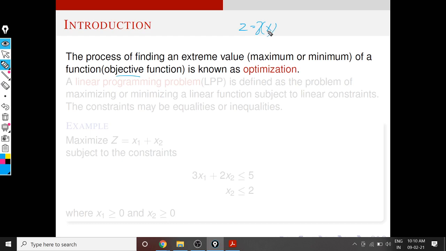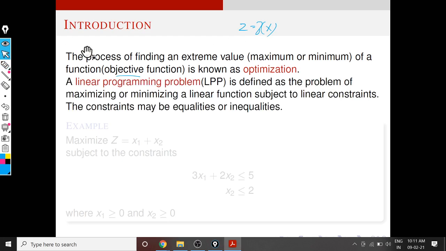There is a difference. If it is 2D or 3D we can visualize it, but if it is higher dimension then we can't visualize that. So how to optimize a general problem, we will deal with such problems in optimization techniques. And next one, a linear programming problem.